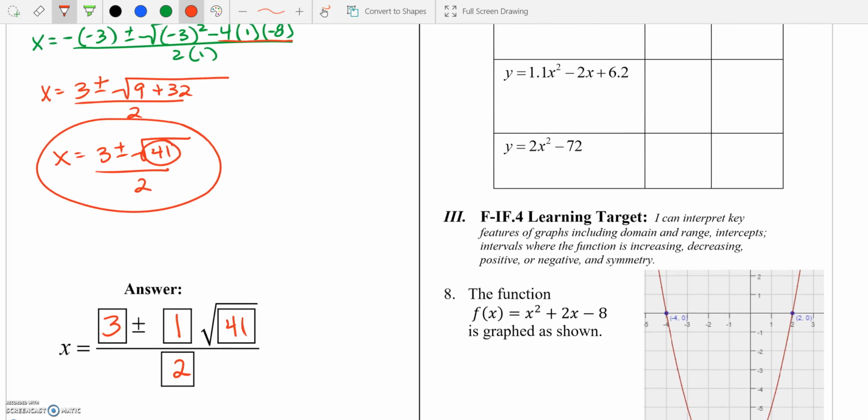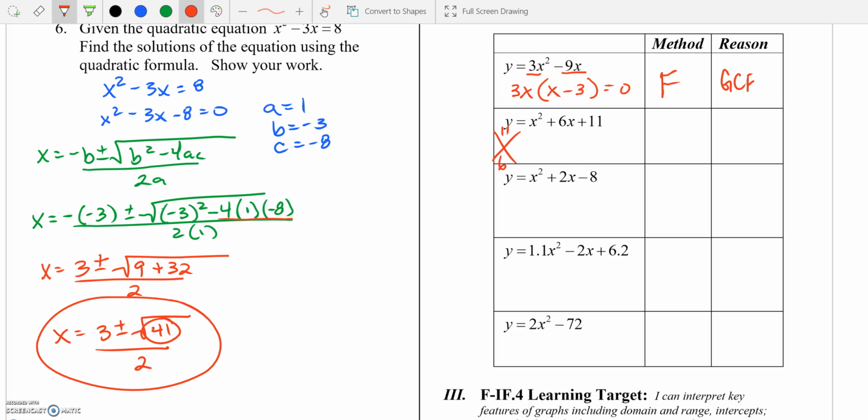The second one, x squared plus 6x plus 11. If I try to factor this by making the big X, we've got 11 and 6. There's nothing that multiplies to 11 and adds to 6, so I can't factor. But a is 1, b is even, so I'm going to use completing the square. A is 1, b is even.